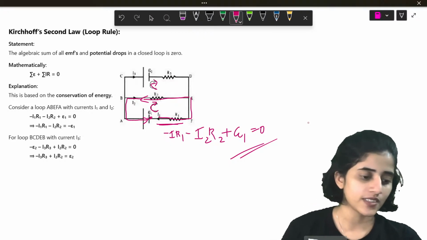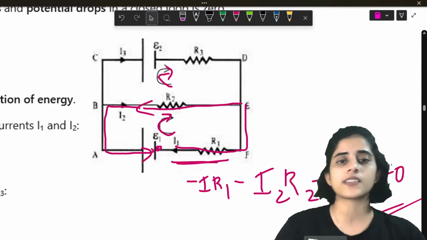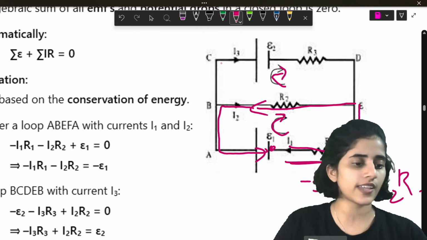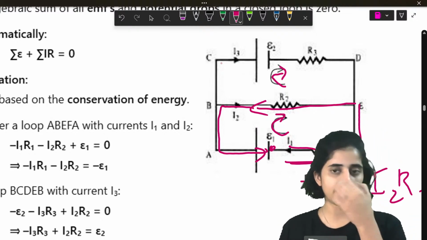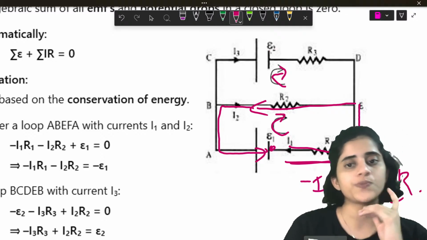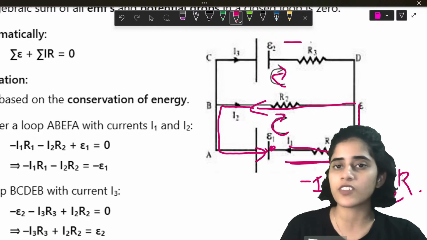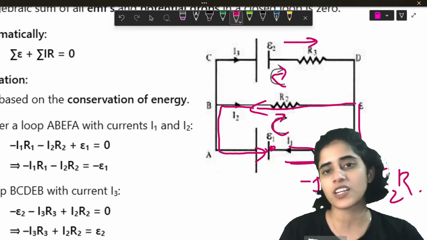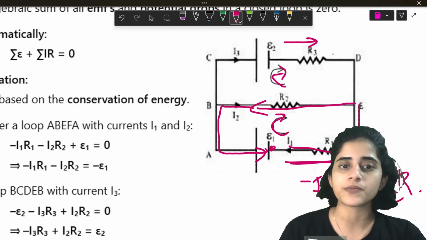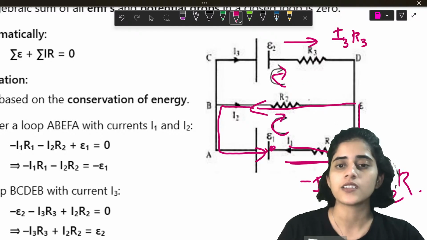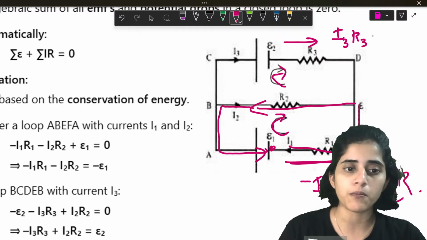Now for the second loop, what happens? Second loop. Can you see the second loop? Yeah. Let's start from E2. Since the arrow is this way, we're going from positive, starting from the negative. It's along the direction of I3 R3. So I3 R3. And then I come.